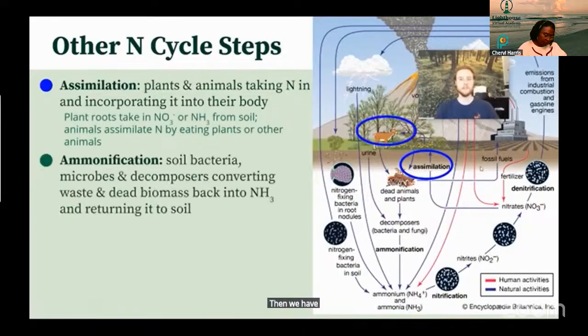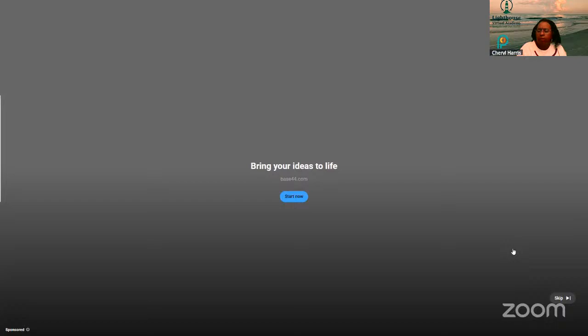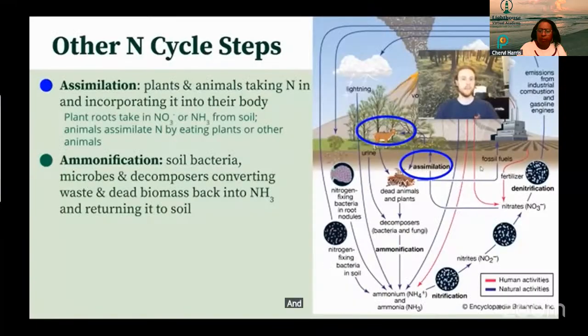Then we have ammonification. Ammonification is kind of the opposite in that it is soil bacteria, microbes, and decomposers converting waste and dead biomass, so dead organisms, back into ammonia that returns to the soil.